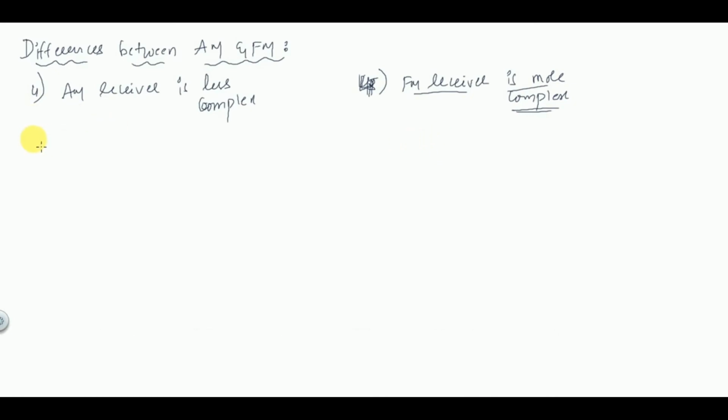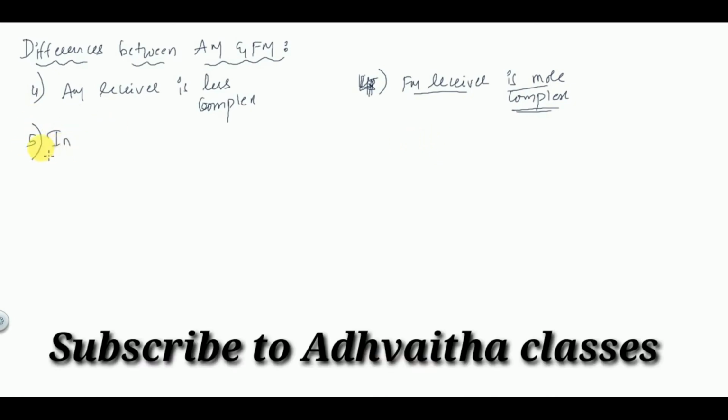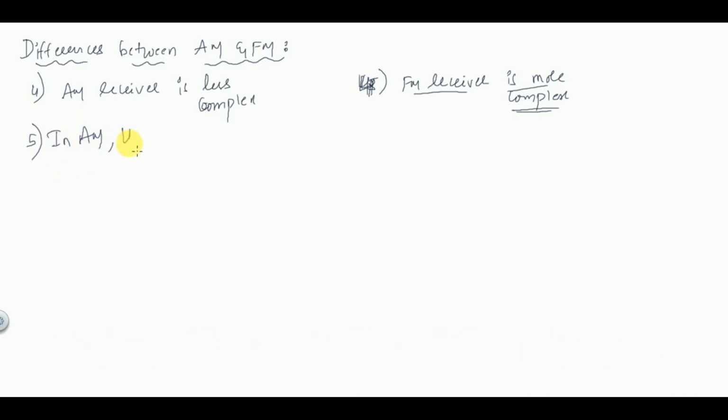Right, next, in AM the effect of noise is more. The effect of noise is more. So in FM, the effect of noise is less. Effect of noise is less.